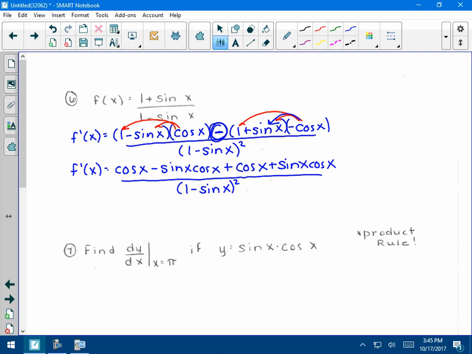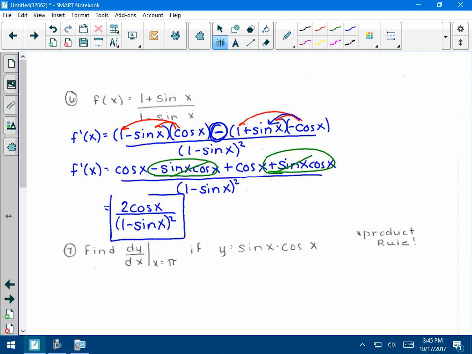And if you notice, we've got 2 terms here, negative sine x cosine x plus sine x cosine x. Those are gone. I can add cosine x plus cosine x. I get 2 cosine x all over 1 minus sine of x, squared. And there's nothing more I can do. That's my answer. Now this bottom is not equal to cosine squared x. How come? Because the squared is on this whole piece. If it was 1 minus sine squared, I could change it into cosine squared. It doesn't say that. I'd have to actually multiply this out. So that's why I'm just going to leave it.